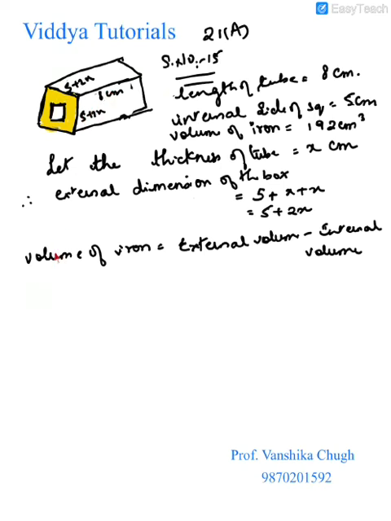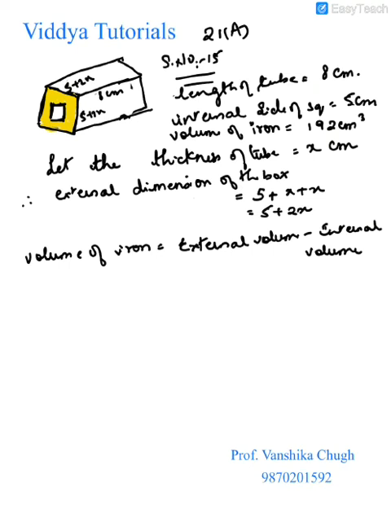The formula, if I remember, whenever it's a hollow figure, the volume of the material with which the figure is made, whether it's wood or iron or glass, is external volume minus internal volume. I can substitute everything in this formula and find my x. Let us see how we do.